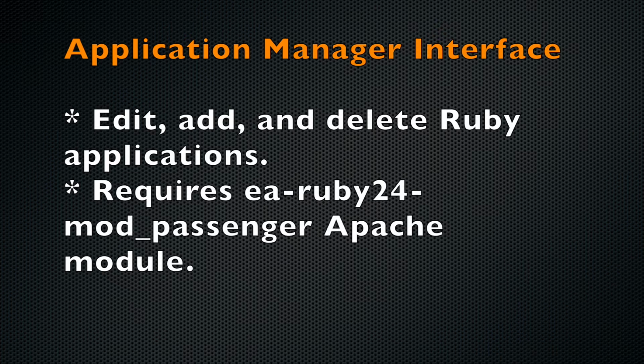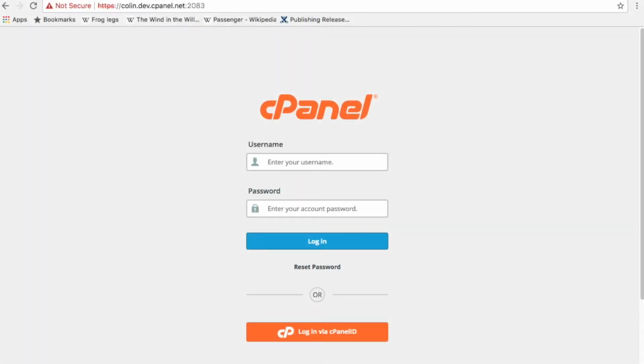Just remember, to access this interface, your hosting provider must install the EA-Ruby24-mod_passenger Apache module. I've provided a link to our documentation on how to install this module in the description below the video. Let's go ahead and log in to cPanel.